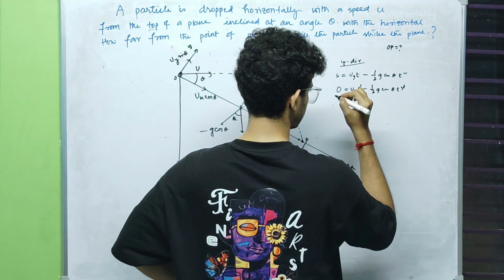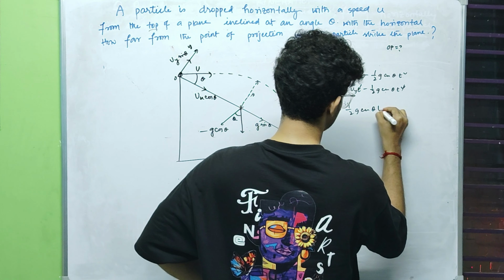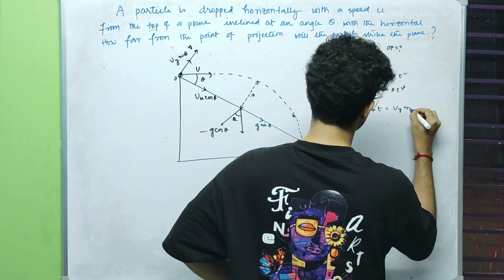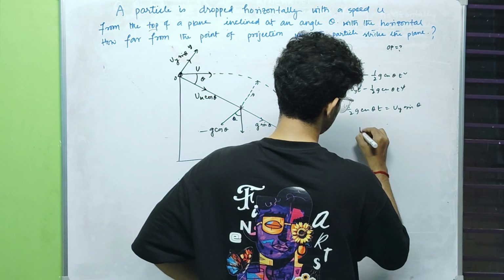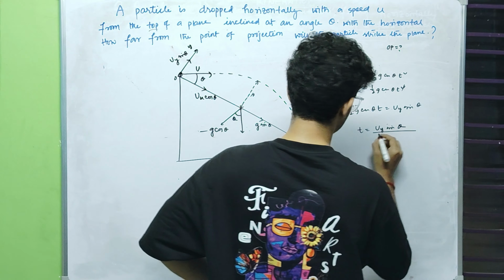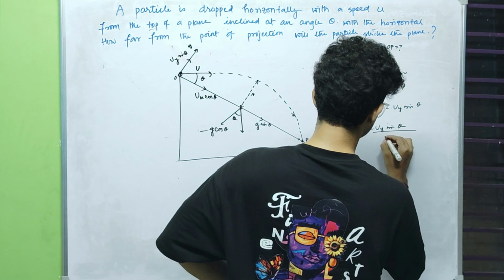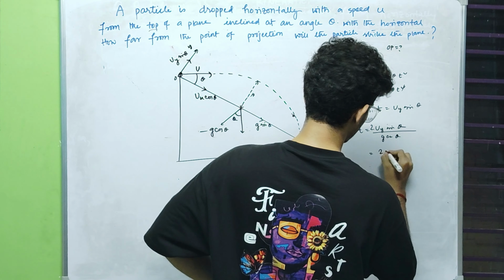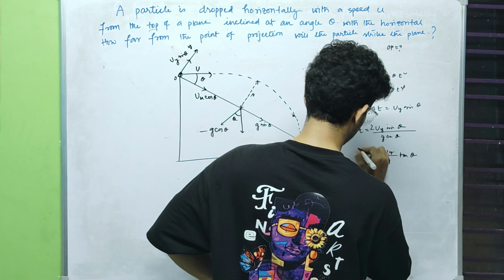From t we cancel, so half g cos theta t equal to uy. Uy will be u sin theta. Okay? So t equal to 2 u sin theta by g cos theta. See, sin by cos is tan, 2 uy by g tan theta.